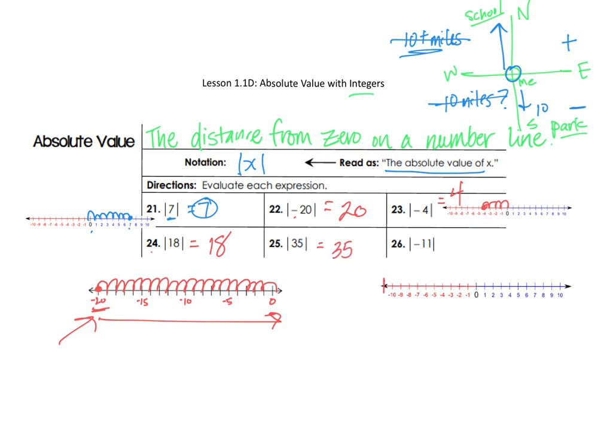26, how far away is negative 11 from 0 on the number line? So here's negative 11, here's 0, it is 1, 2, 3, 4, 5, 6, 7, 8, 9, 10, 11 spaces from 0 on the number line. So again, absolute value represents distance. That's why we take the negatives off.